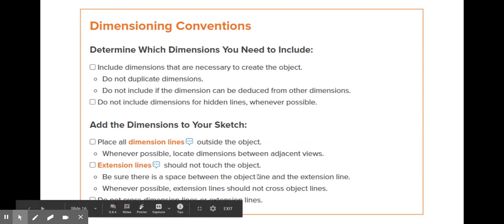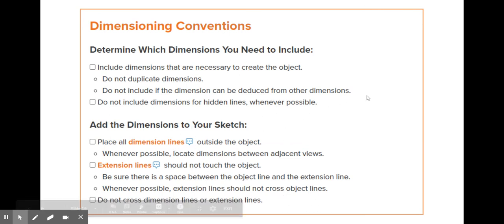Extension lines should not touch the object, nor should they go through the object. The bigger measurements should be farther away, and then as you get closer, you should have smaller measurements. And then finally, do not cross dimension lines or extension lines. I think that's what I was just deducing there. So these are the dimensioning conventions that we have. So hopefully, if you've got any questions, ask about it. But it takes a little time, but you guys will be pros before you know it.